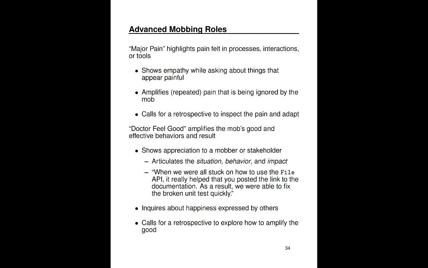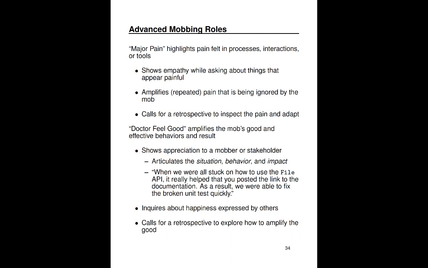On the other hand, the Dr. Feelgood role amplifies what's good about the mob and makes sure to remind it about the effective behaviors and the effective results. So a Dr. Feelgood might show appreciation to a mobber or to a stakeholder. And when providing this appreciation, which is a form of feedback, it's often effective to use the SBI model: the situation, behavior, and the impact. By calling out the situation, behavior, and the impact, it makes it very clear when the effective behavior happened and why it was important.